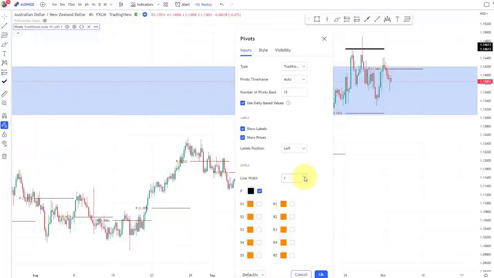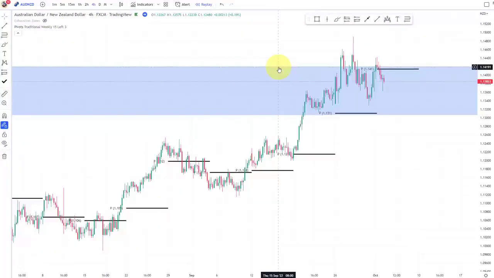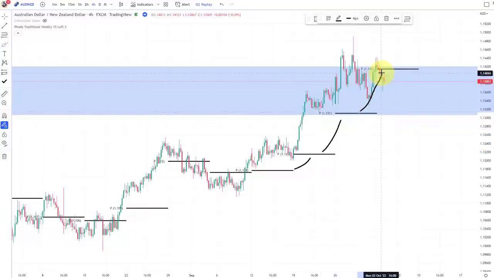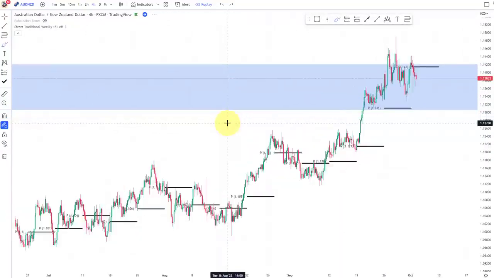I make it black and a little bit thicker. And because we are on the 4 hour, we want to change it to weekly. So now we have the pivot point structure. And what we can for now see is that there's no change. We see that each pivot point is higher than the one before, and we have no change in pivot point structure. So we don't have a bearish signal yet. And we have to keep observing and see what we have.